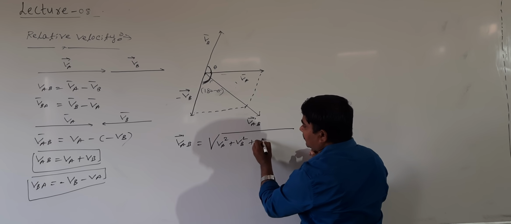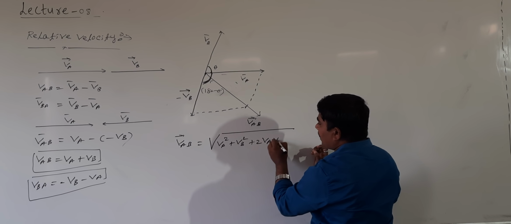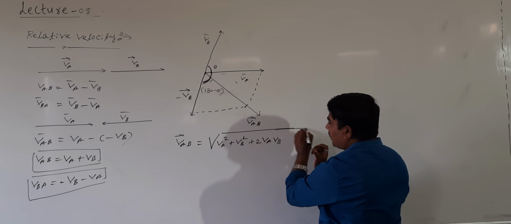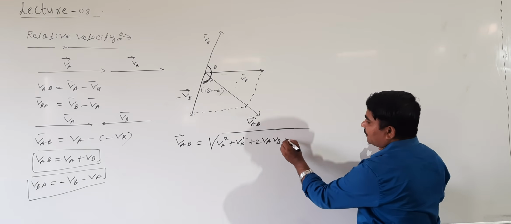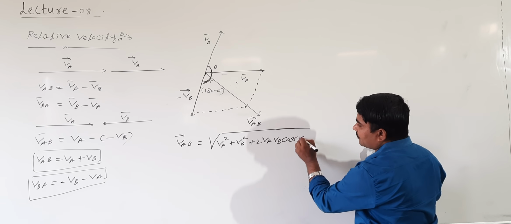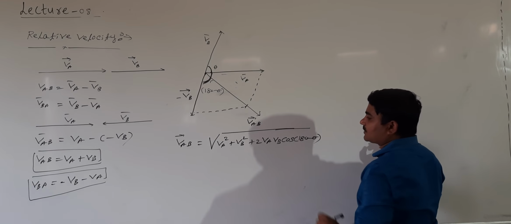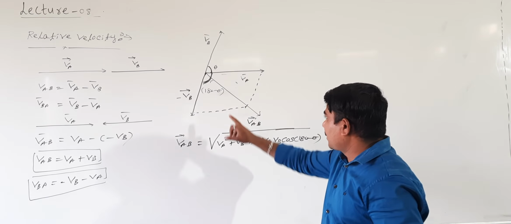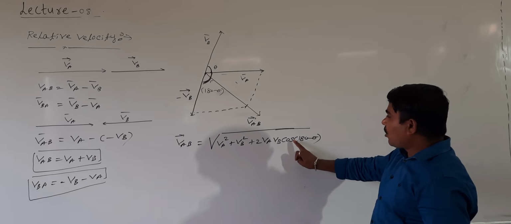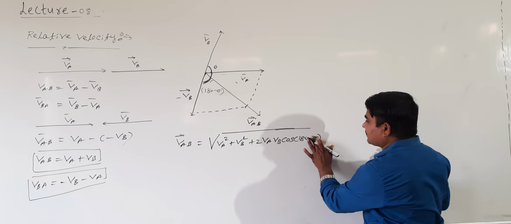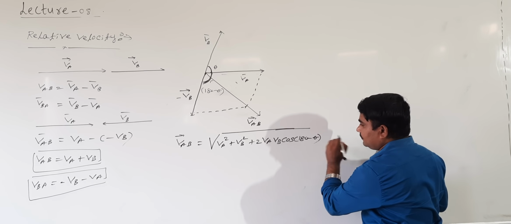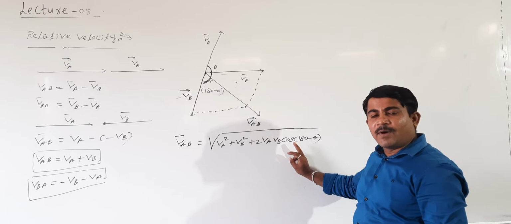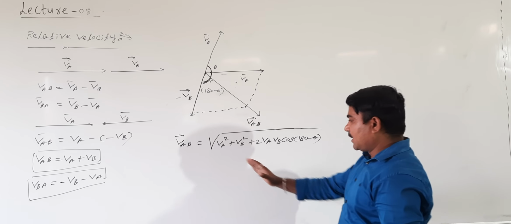Under root of VA squared plus VB squared plus 2VA VB cos of how much? 180 minus theta. Because how much angle is there? 180 minus theta. But cos of 180 minus theta is minus cos theta. Cos 180 minus theta is minus cos theta.